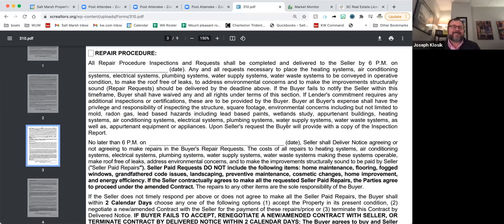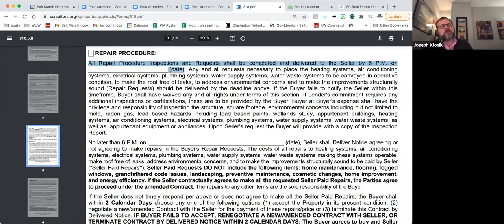Repair procedure, in a nutshell, are pre-agreed upon repairs. That's how I explain it to your buyer. That's how I explain it to your seller. Mr. and Mrs. Seller, if they come in and they're offering a repair procedure, basically they're saying, we're going to get the home inspected, but there's only an expectation that you're going to do the following repairs. And I'll read to you how that's pointed out. So in repair procedure, all repair procedure inspections and requests shall be completed and delivered to the seller by no later than 6 p.m. on blank date.